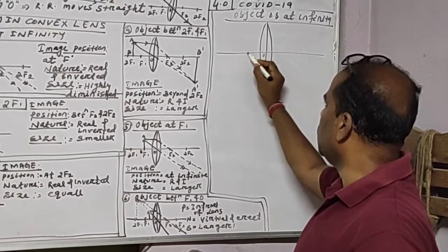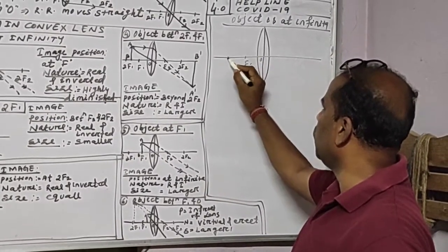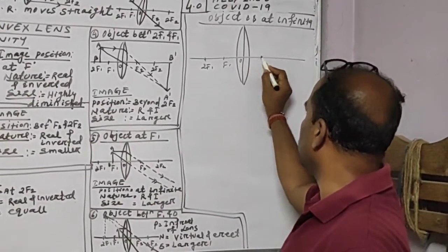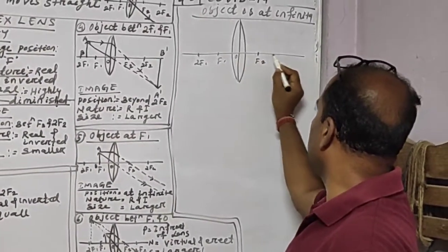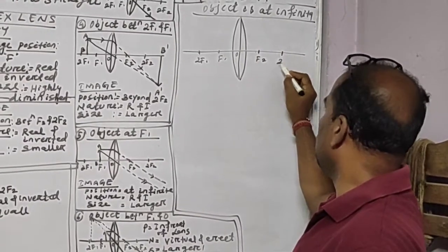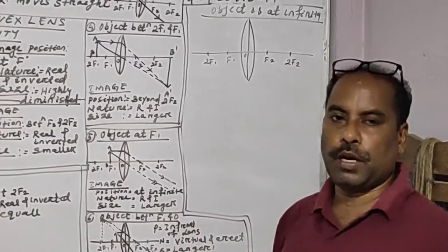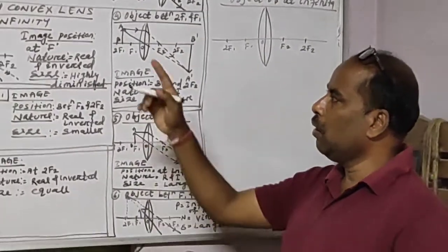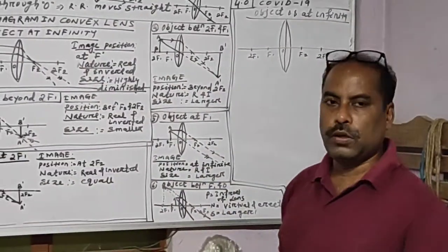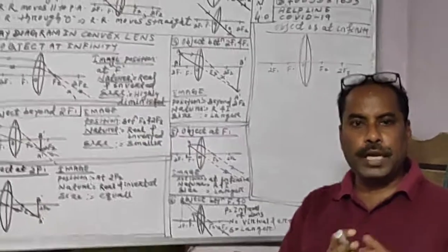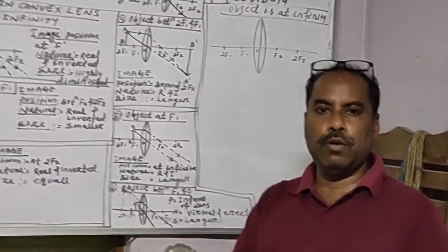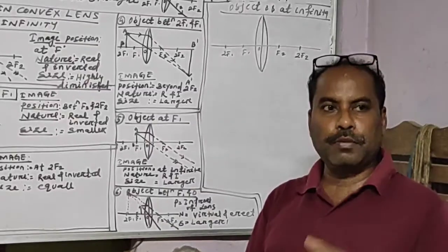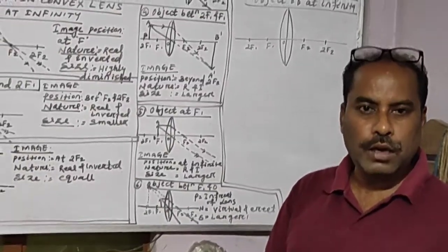Optical center. This is F1. You have to mark exactly the same distance to F1. Again the same distance we have to come to this side, F2. Again the same distance we have to come to this side to 2F2. First we have to plot these points. Then according to the question, object at infinity. I have told you when the object is placed at infinity, means far away from the mirror or the lens, then the ray comes from the object, light ray comes from the object.